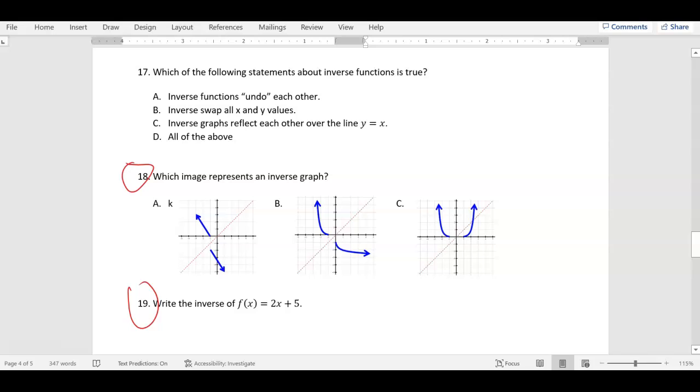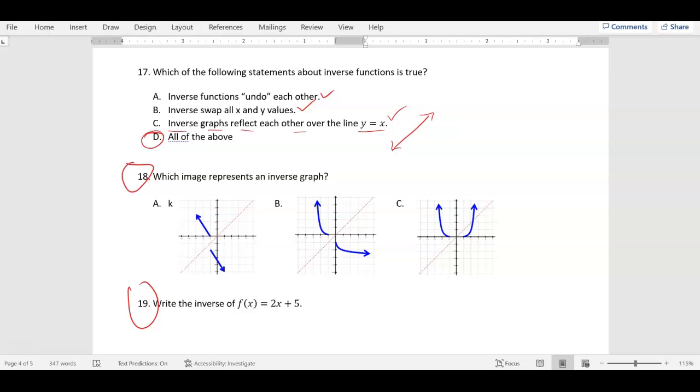Number 17, which of the following statements about inverse functions are true. Inverse functions undo each other. That's true. Inverse swap x and y, that's true. Now, you may not have known this, but when inverse graphs reflect over y equals x, the diagonal line, that's true. Okay, so it's actually all the above. These are all things we went over in our notes.